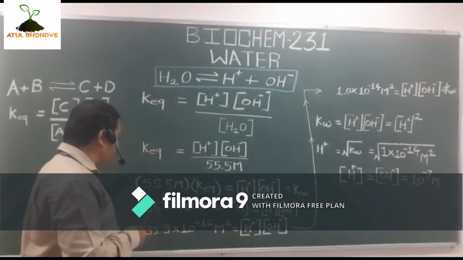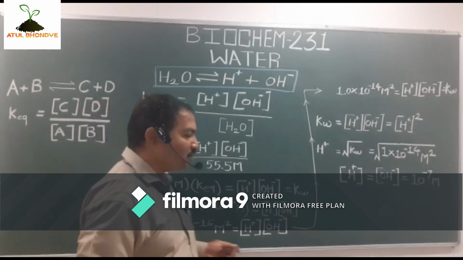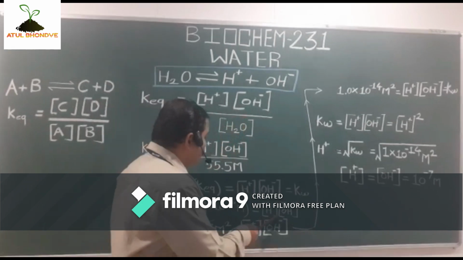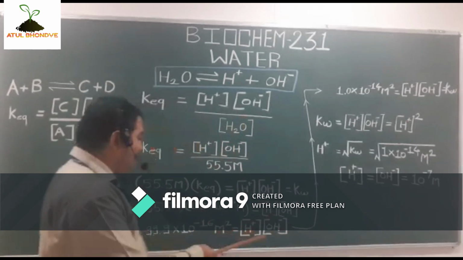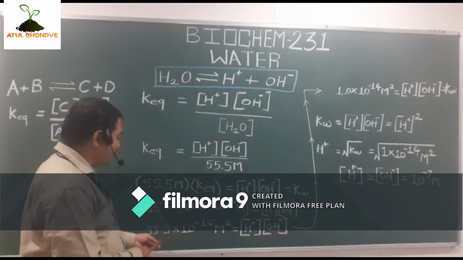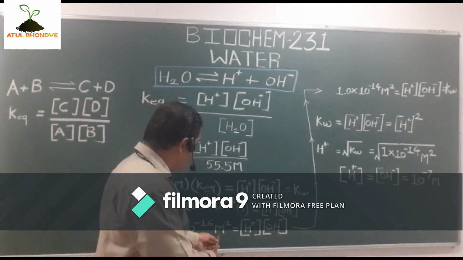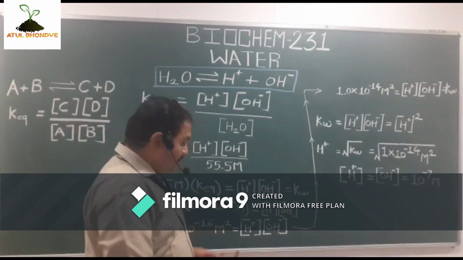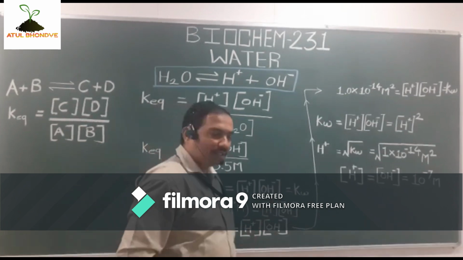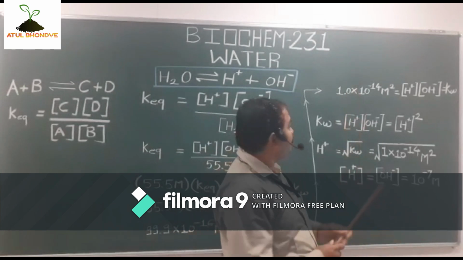So here 55.5 moles into 1.8 into 10 raised to minus 16, that is the K equivalent, is equal to H plus into OH minus. So here 55.5 into 1.8, 99.9 into 10 raised to minus 16 mole square, molar square, is equal to H plus and OH minus. So here the reaction is again carried out further.